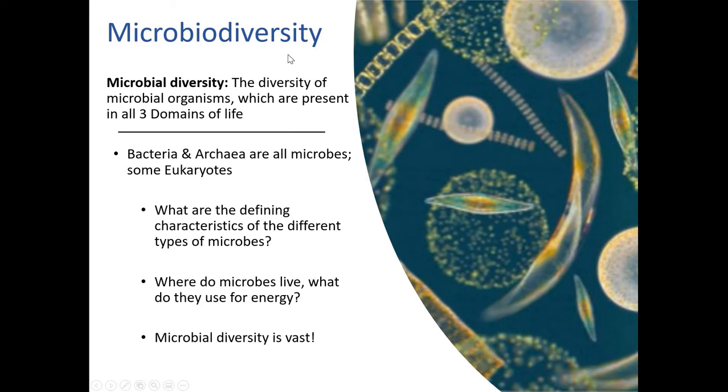Microbiodiversity is probably more commonly referred to as microbial diversity, and this is, of course, the diversity of microbial organisms, and these are present, again, in all 3 domains of life. So bacteria and archaea are all microbes, and then some eukaryotes are microbes that are known as protists. Today, some of the things we'll talk about are what are the defining characteristics of the different types of microbes, where do these microbes live, and what do they use for energy. One thing that I definitely hope you take away from this lecture is that microbial diversity is very vast. They live pretty much anywhere, and they do a whole lot of really interesting things.